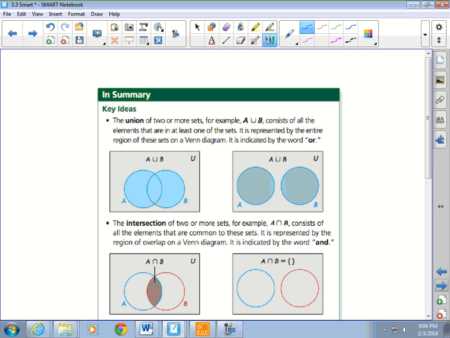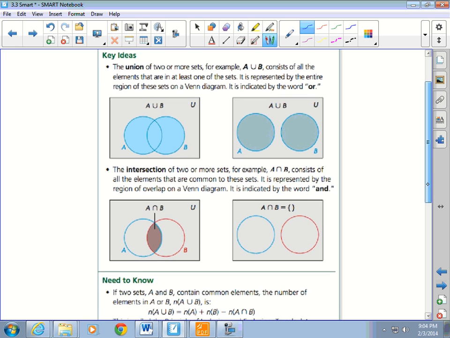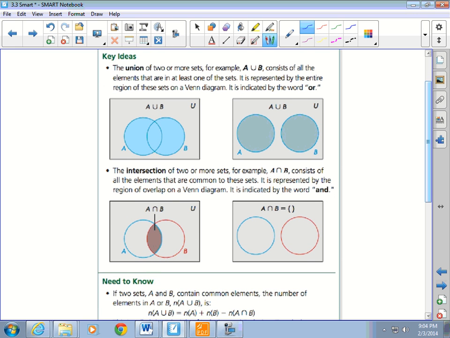The intersection of 2 or more sets, for example A intersect B, or the intersection of A and B, consists of all the elements that are common in both of those sets. It is represented by the overlap and is indicated by the word and. So when you have an overlap like this, then the gray part there is what's in common. When there is no overlap, then you won't have an intersection.